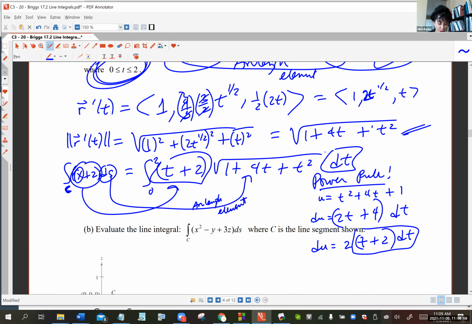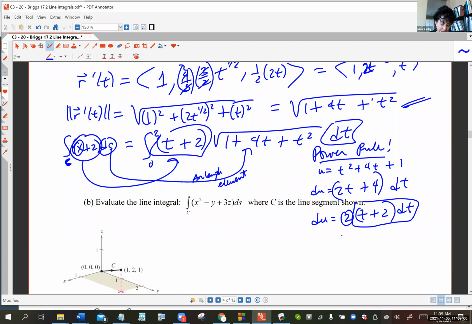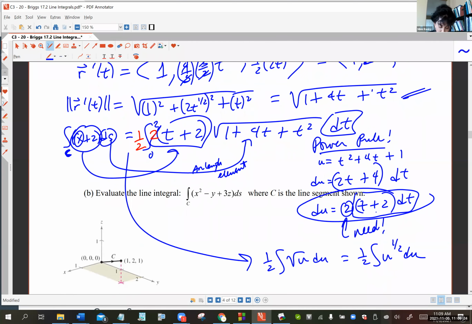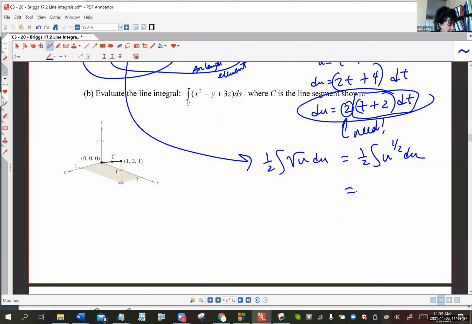So what's the only thing I'm missing? Oh, bummer. I need a factor of 2. But hey, it's just a constant. I can easily put a 2 in there, provided I multiply the front by its reciprocal. And now I have all my ingredients. My du is totally there. So this integral looks like 1/2 the integral of square root of u du, which is 1/2 the integral of u to the half. And then using my power rule, that's 1/2 times 2/3 u to the 3/2.